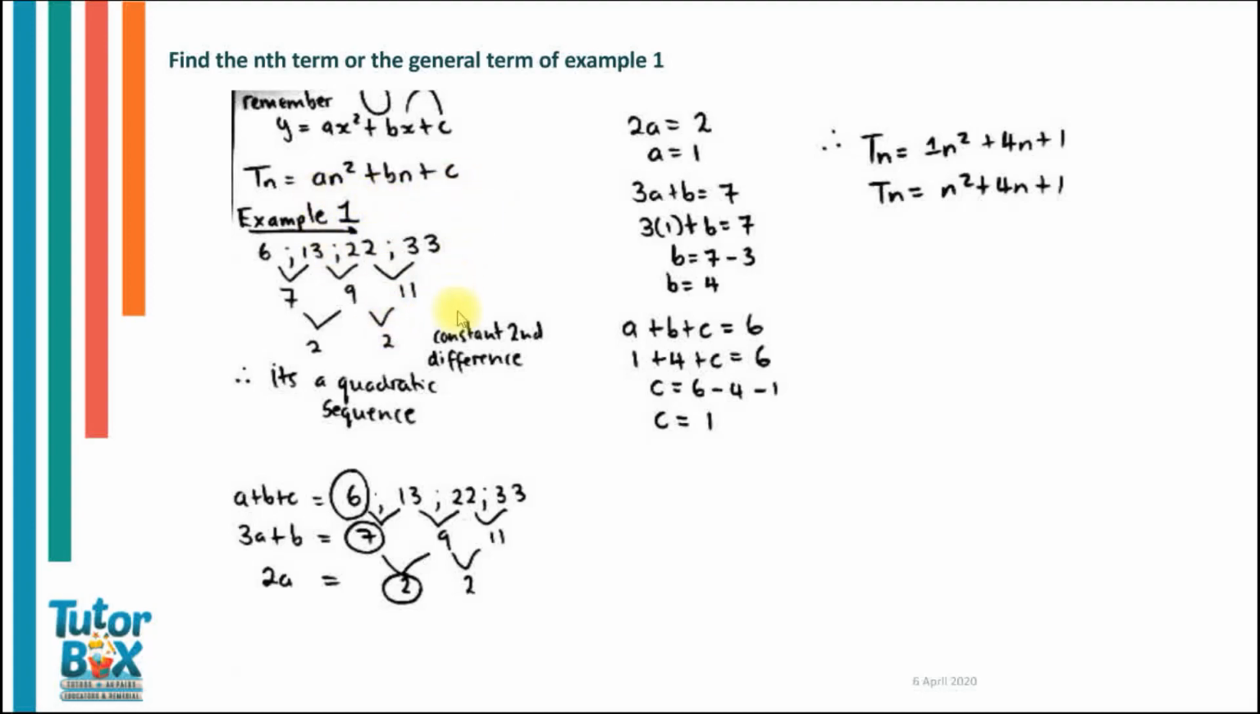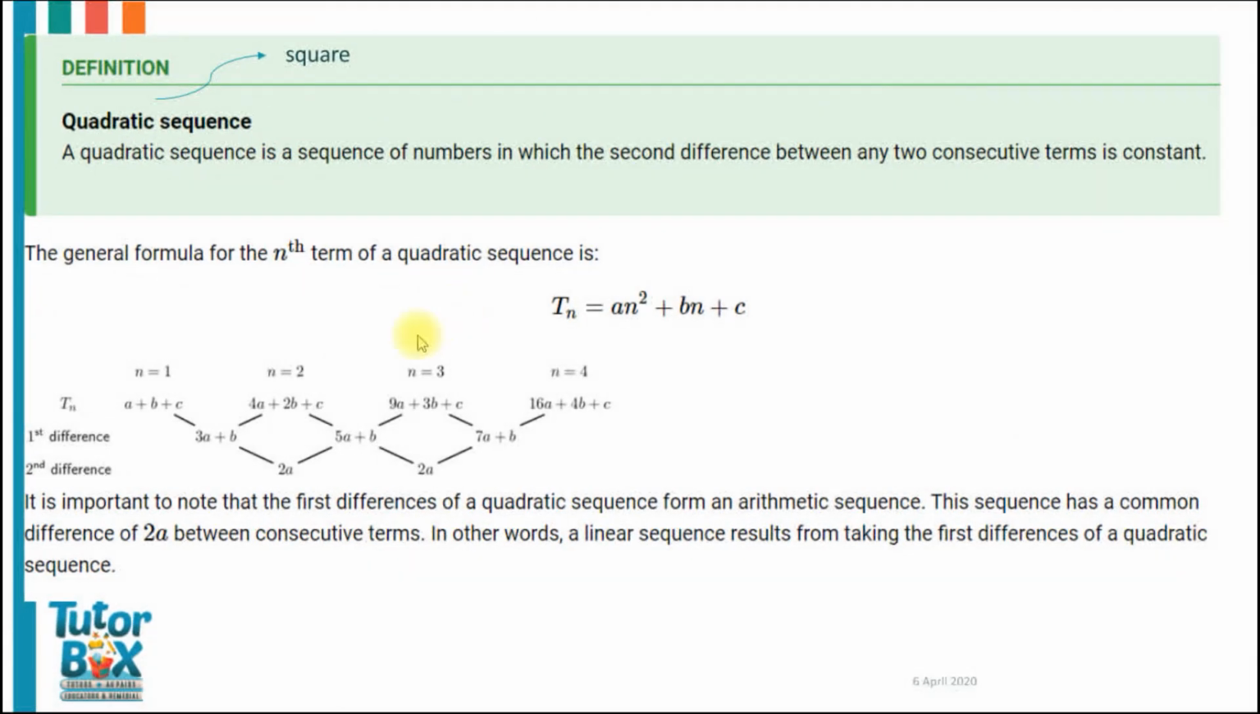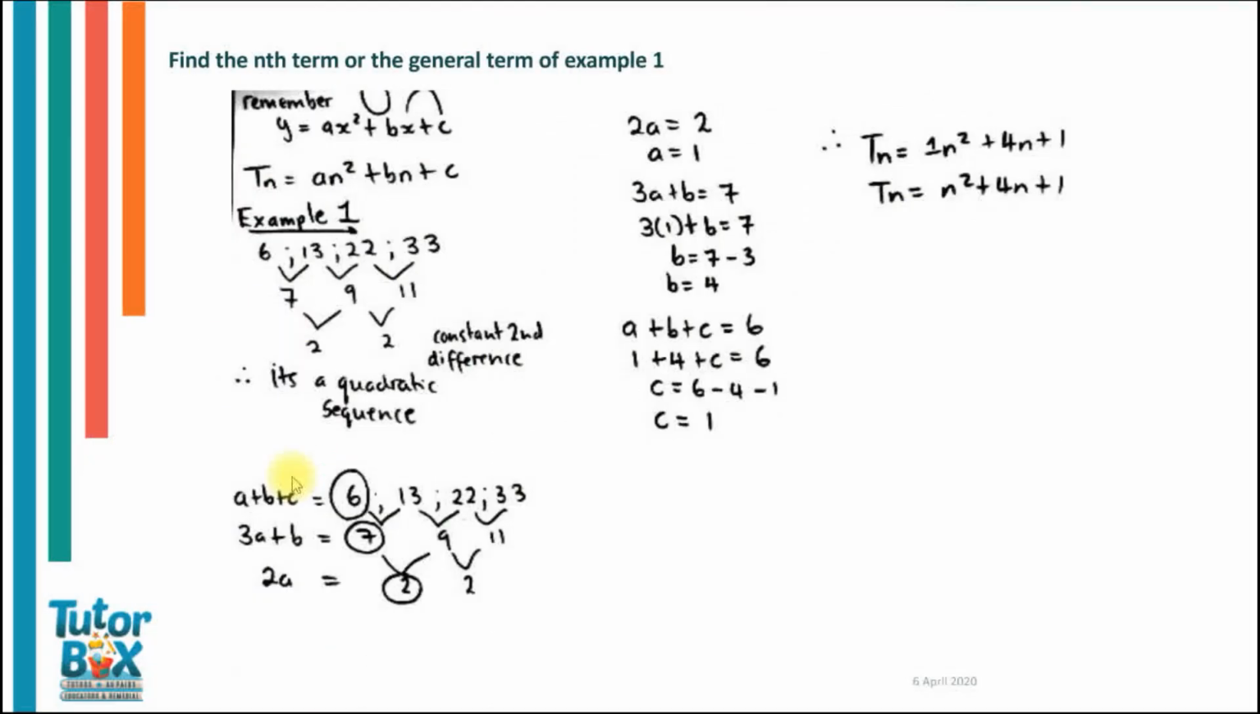Okay, so if we go back to this diagram here, let's start here first. Our Tn is a plus b plus c. Our first difference is 3a plus b. Our second difference is 2a. So that means this 2 will be equal to the 2a. This 7 here will be equal to the 3a plus b, and this 6 will be a plus b plus c from that diagram that we did.